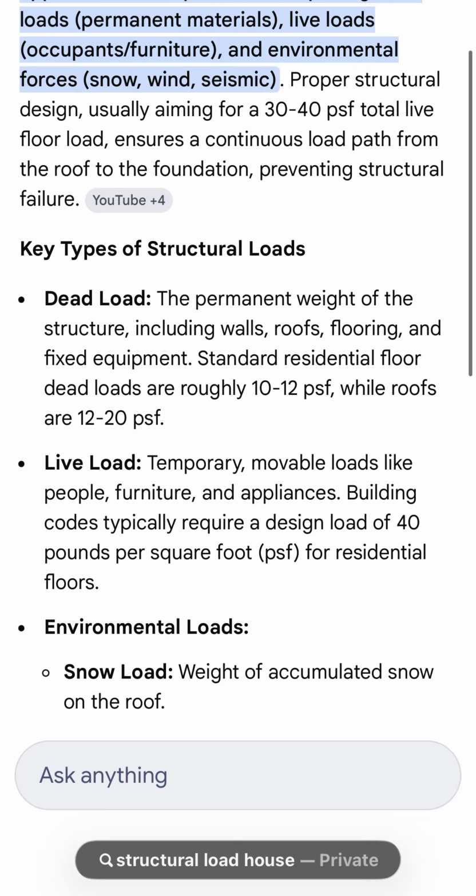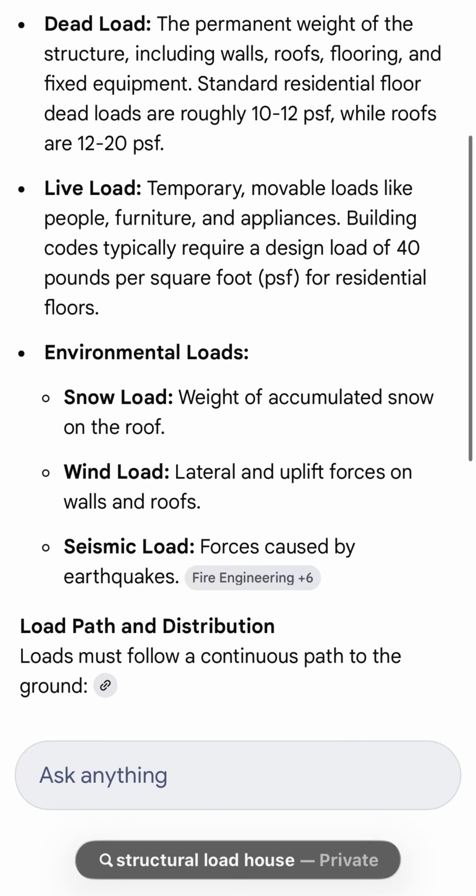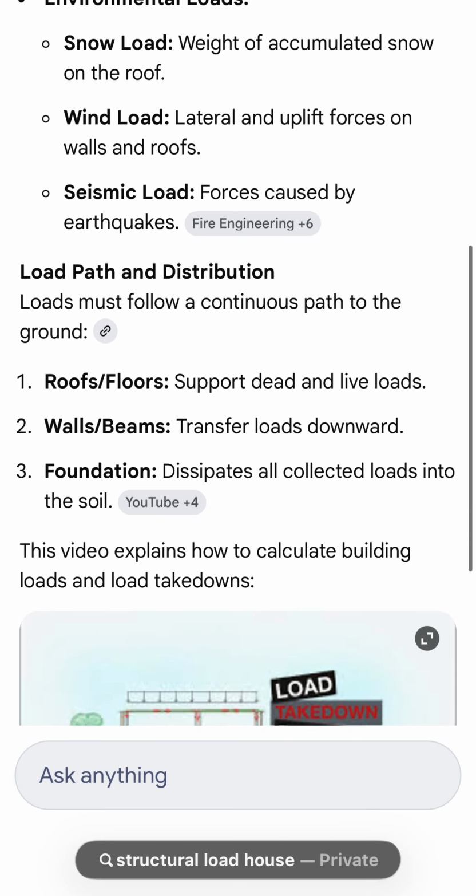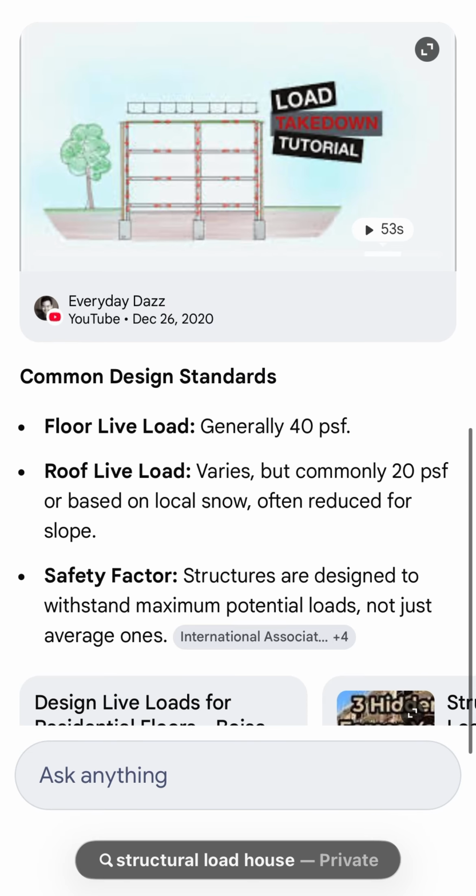All right. And it says key types of structural loads. It says dead load, live load. All right. And it says environmental loads, snow load, weight of accumulated snow on the roof, wind load, lateral and uplift forces on walls and roofs, seismic load, forces caused by earthquakes. All right. It says load path and distribution.